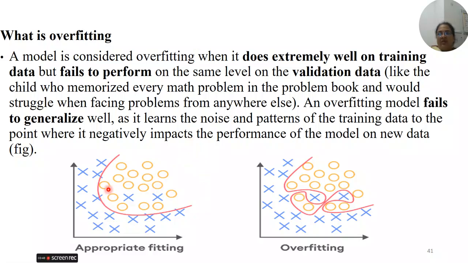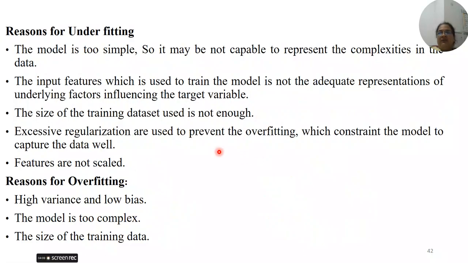Now if we look at this diagram, as I showed the appropriate fitting and underfitting as well, this is the type of overfitting where we can see the curves are wavy and the points are not properly classified, showing how the training and validation are done. So that is overfitting and underfitting.